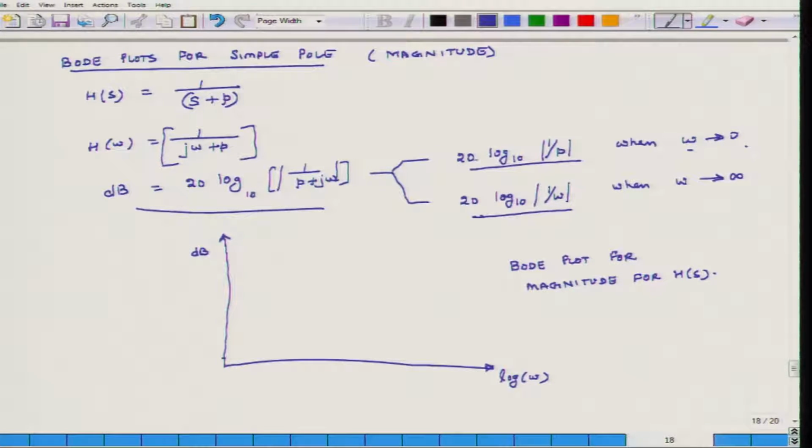So, the low frequency asymptote, its value does not change with omega, it is just constant: 20 log of 1 over p, because 1 over p, its log is minus log of p. So, this value is minus 20 log p. I should be a little more mathematically precise. I will put p in modulus, because p may or may not be a positive number, or it may not even be real, it may be complex. So, I have to take its modulus. This is the low frequency asymptote.